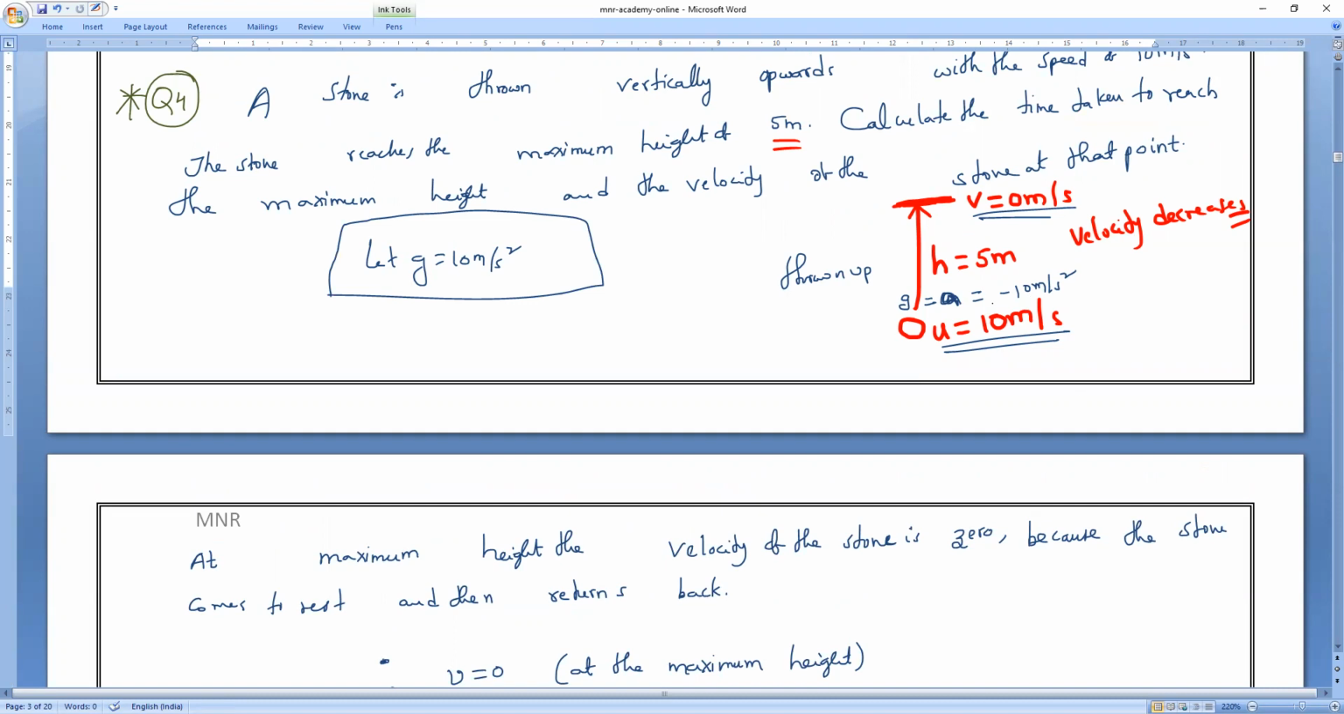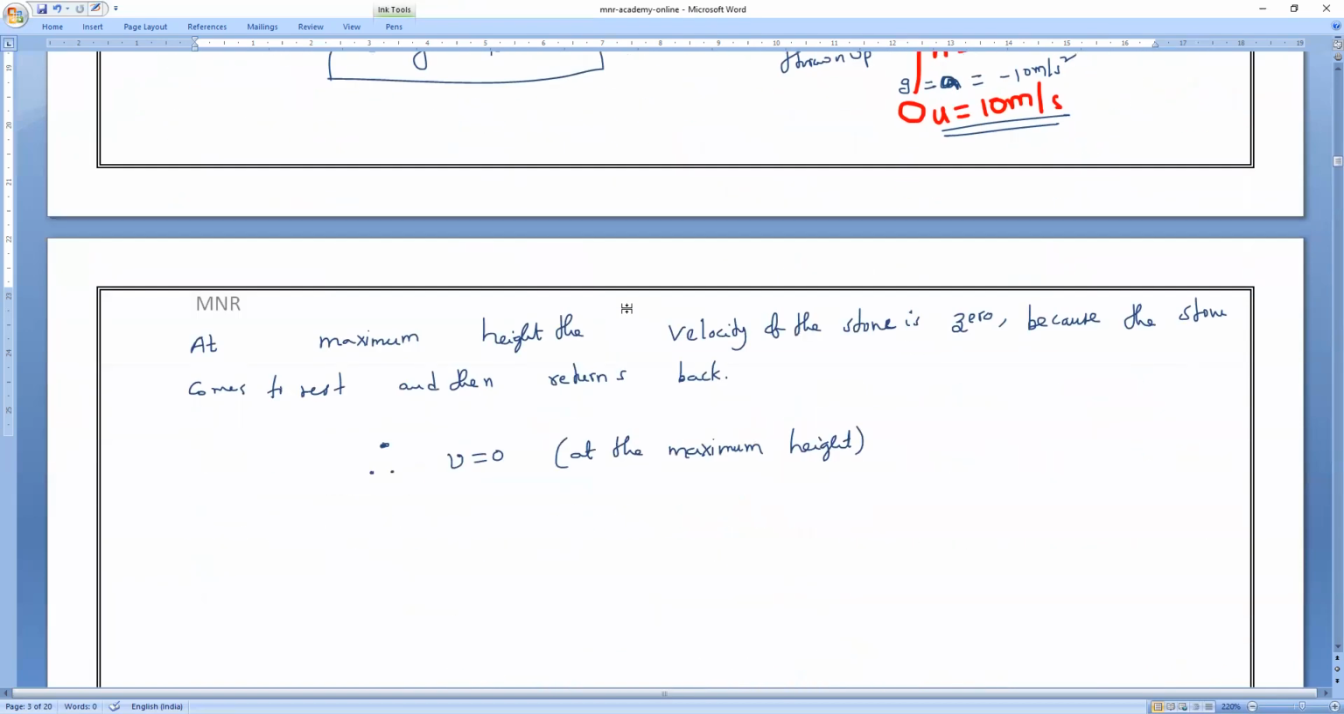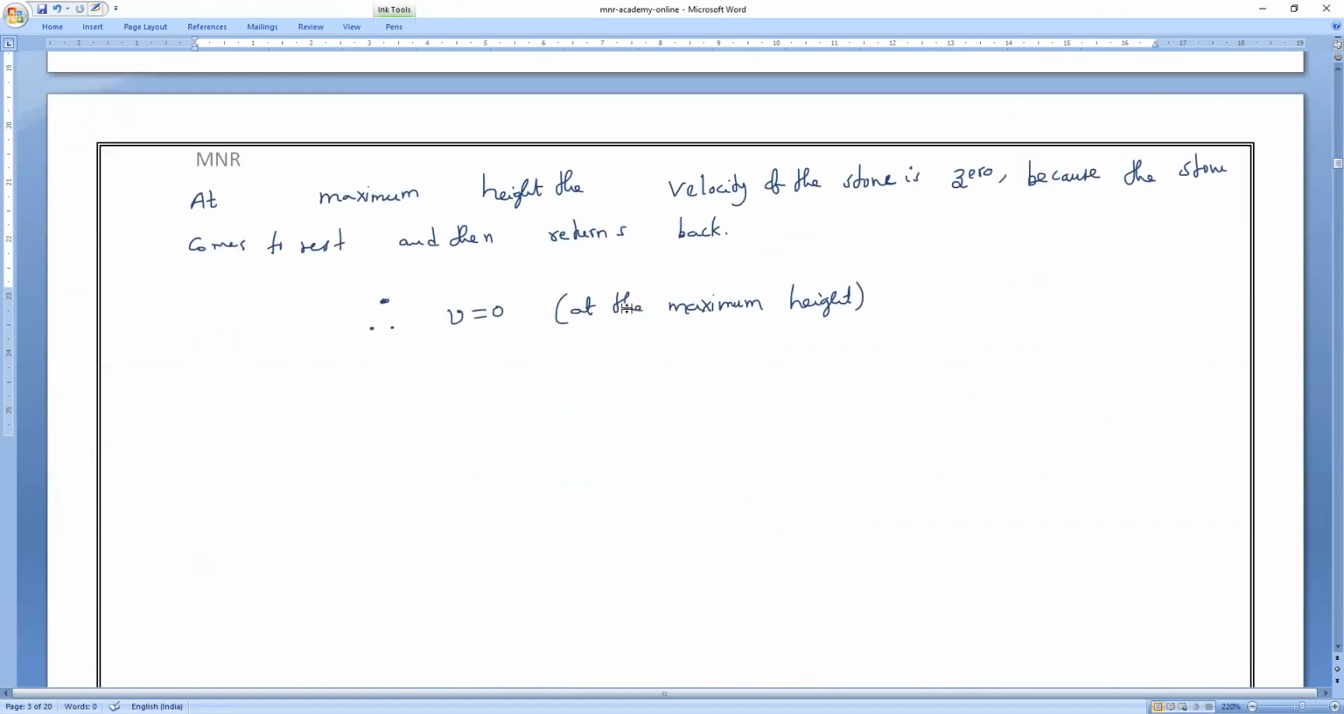But of course, what they are asking is to calculate the time taken to reach. Yes or no? So if they are asking the time taken, we need to use only two equations. What are the two equations? The first equation, v equals u plus at, or the second equation, s equals ut plus half at square. In both of these, what is the given data?